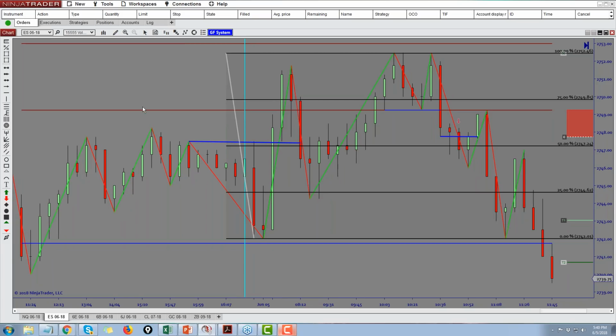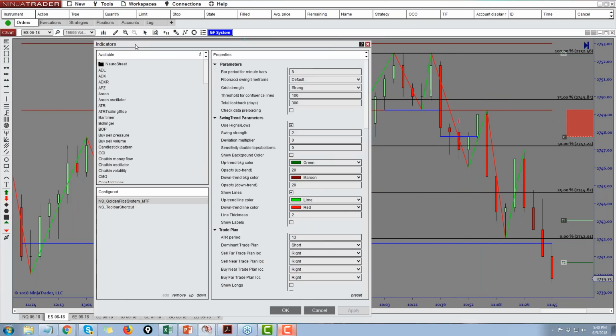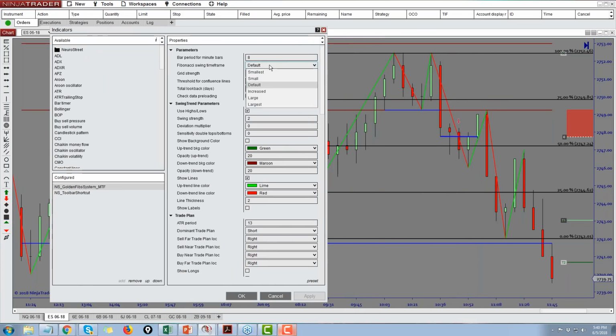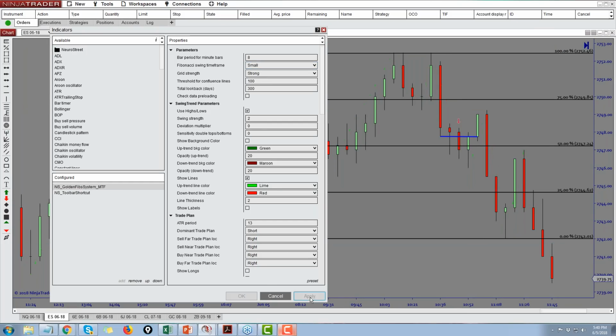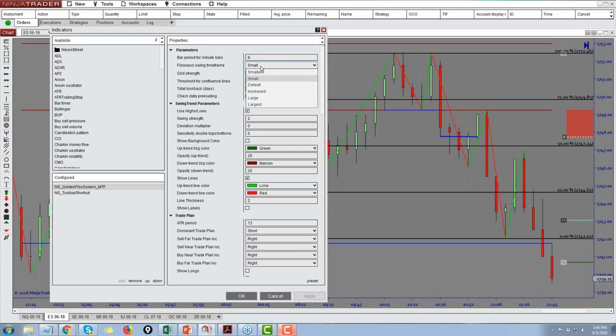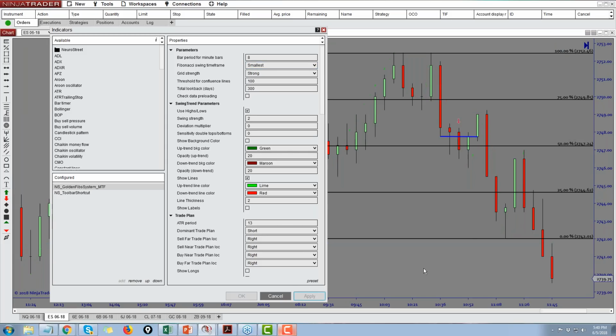Now, one thing you can do about the fibs that I forgot to mention earlier is you can change how many fibs are on your chart. I have them set to default. You can turn them to small. Turn apply. Let's keep going down to smallest. Now let's see if a fib level came in here. See how it came into that fib right there?